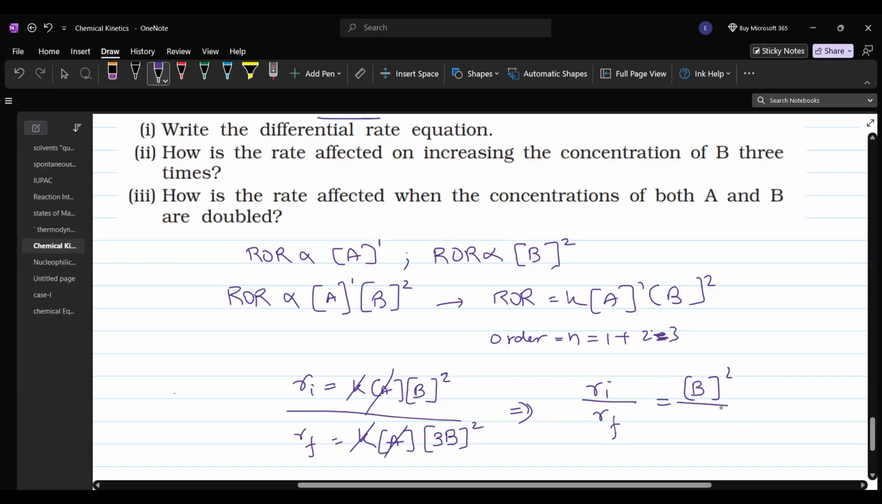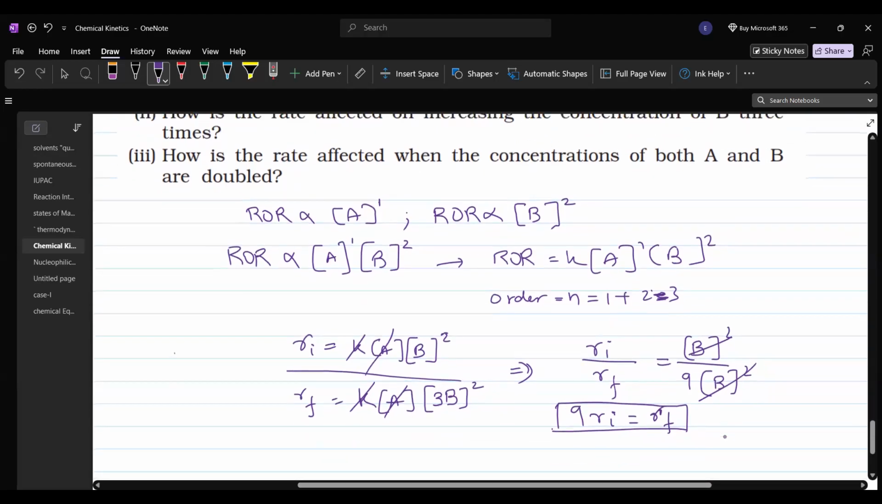B is concentration and 9B square. So this is also equal. So what we are getting here is this thing. Are you getting this? Yes, sir. We have taken the ratio of both of them and we cancel out the same one and we are getting this also. Jana, have you understood this?